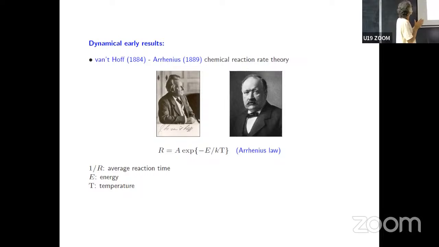There are two names important here. I'm sure there are others, but these are the two that emerge more prominent, Van 't Hoff and Arrhenius. So you have this classical Arrhenius law, where R is the rate of reaction. So 1 over R we think of as the average reaction time. And here R decays exponentially in the energy divided by the temperature with the k.